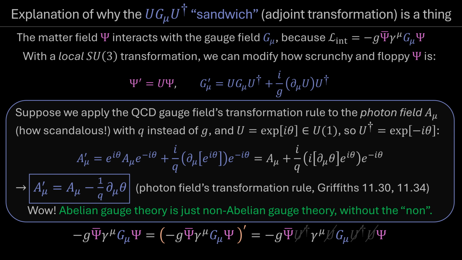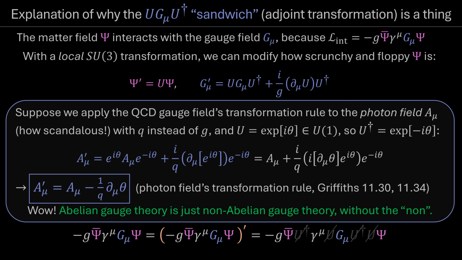And if you repeat the same exact reasoning, but with U equals e to the i theta being a U1 element, and U dagger equals e to the negative i theta, you'll see that secretly, even in electromagnetism, we have a U dagger sandwich, but it's just that in that case, all the scalars commute, and then you end up with e to the i theta canceling out e to the negative i theta. And so that's why secretly the U dagger sandwich is there for electromagnetism, but it just equals 1. And so we don't even realize that it's there.